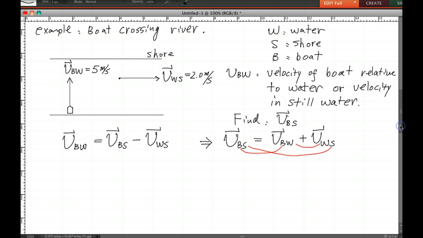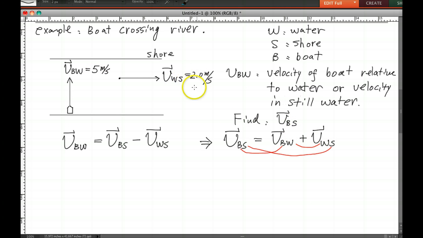Now the physics part is done. Depending on this equation, you need to add these vectors, which we both already know. VBW equals 5, direction north.